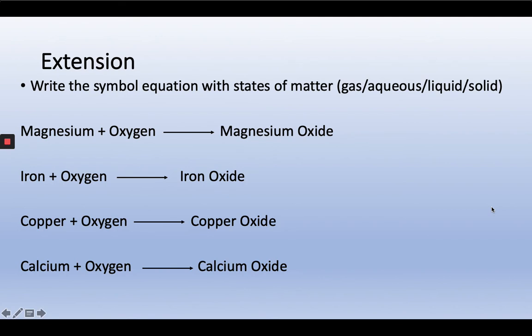Just to make it a little bit trickier, we're going to write the symbol equations with states of matter. So whether it's a gas, aqueous, so dissolved in water, liquid or solid, have a go at researching, using state symbols, what magnesium and oxygen to form magnesium oxide would look like, using the symbols from the periodic table. And are these in a gas, aqueous, liquid or solid state as well? So pause the video and have a go at doing that now.